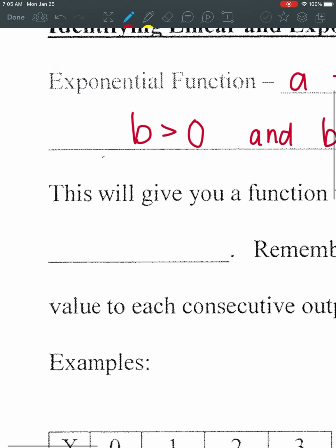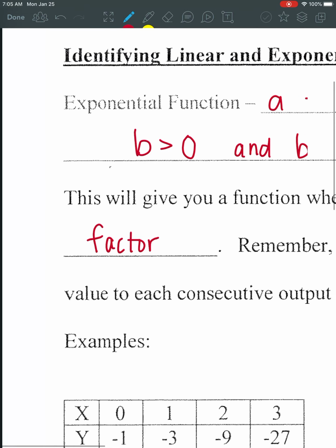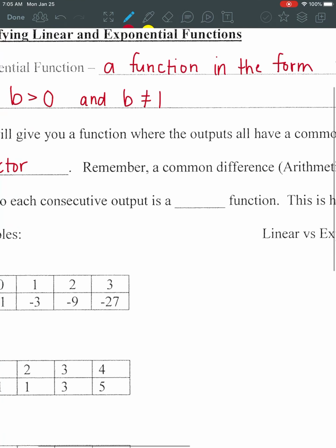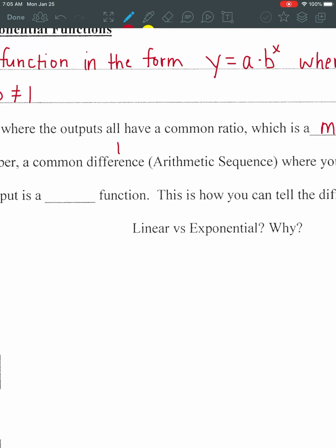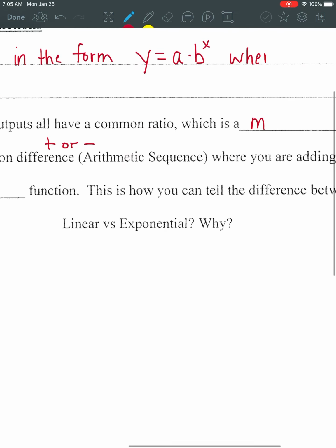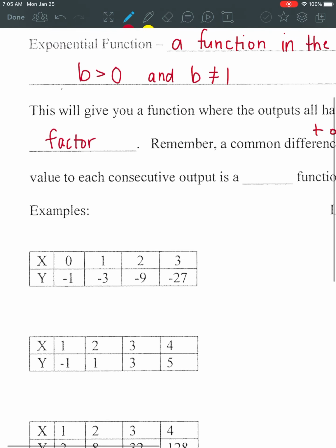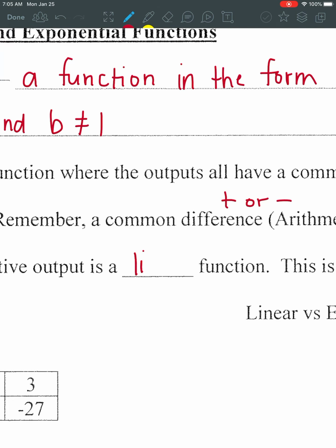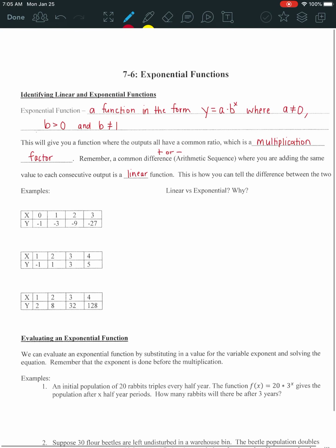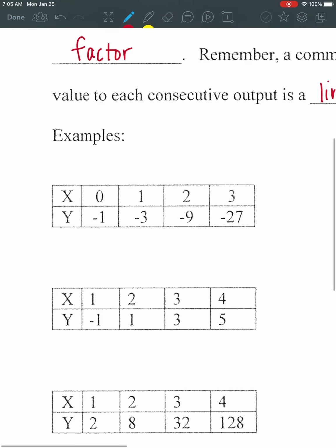So remember, we talked about looking at tables, looking at the pattern and what's happening. In order for it to be exponential, it has to be multiplied by the same number over and over. Remember, a common difference, where we are adding or subtracting, an arithmetic sequence where you're adding the same values, that is a linear function. And this is how you can tell the difference.